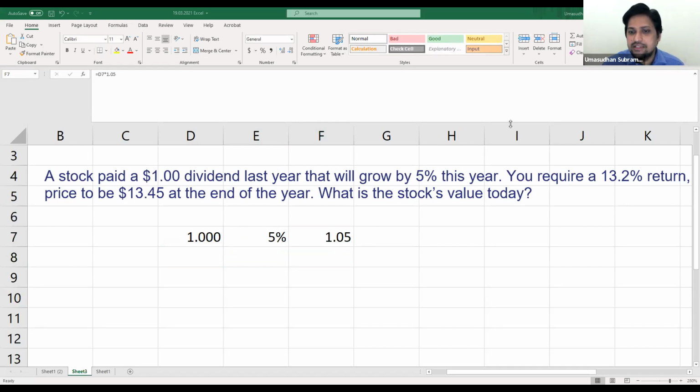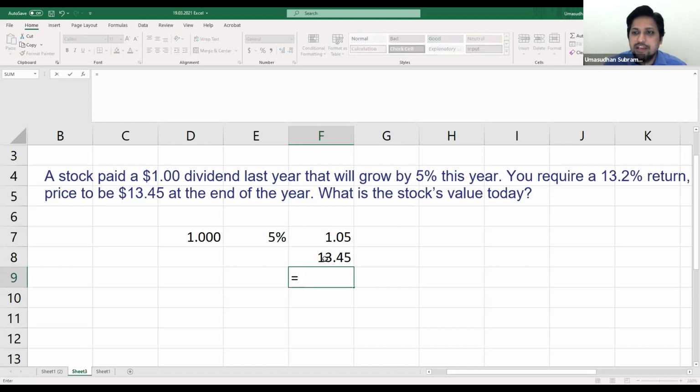Fantastic. That's exactly right. Now you are also going to sell the share after 1 year. At what price are you going to sell the shares? You're going to sell the shares at 13.45. So altogether, how much cash flow are you going to receive at the end of year 1? 13.45 plus 1.05. So you're going to get 14.5. This is exactly what you're going to receive.